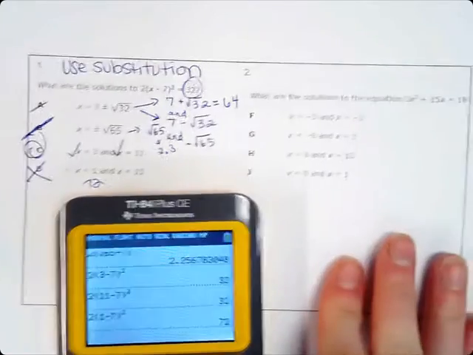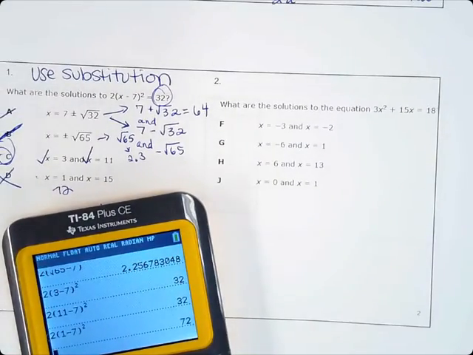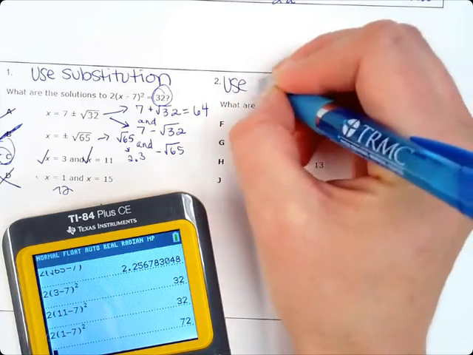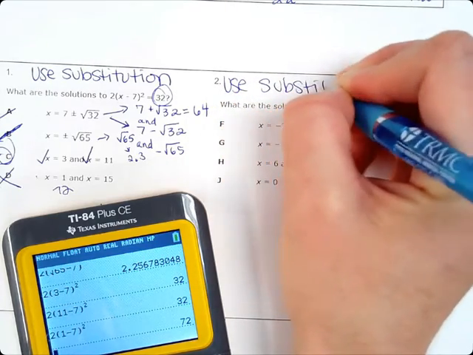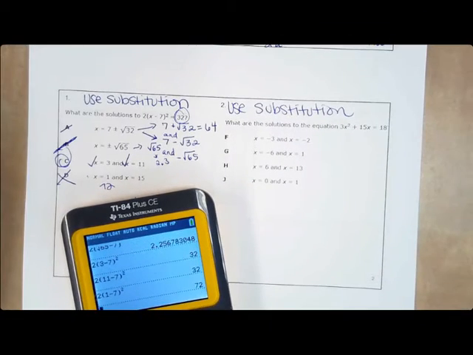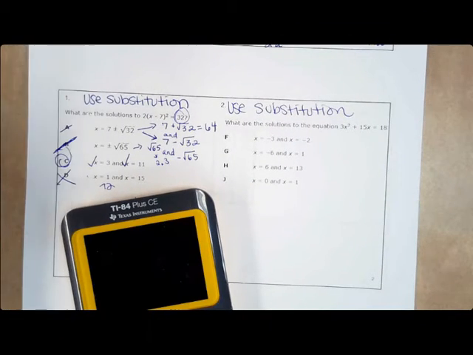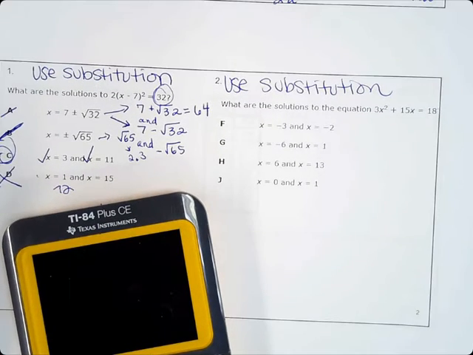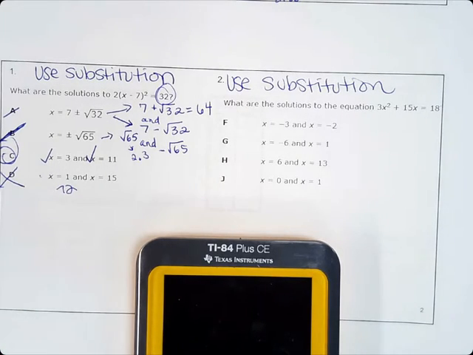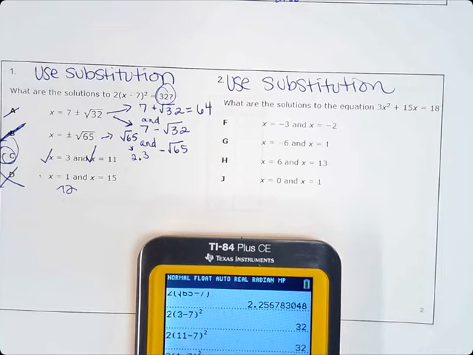All right, go ahead and do number 2. How do you think you should do the second one? Yeah, let's use substitution since we're given answer choices. So I'm going to pause it so that you can do that one. Let's see how you did. So whenever you substituted in, what did y'all get as your answer? G? Okay, G is the correct answer.